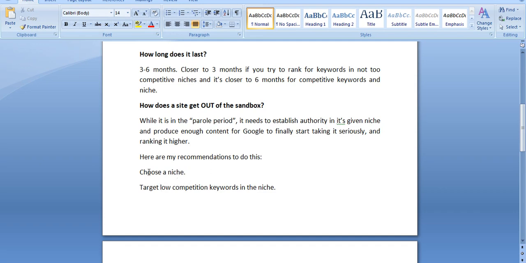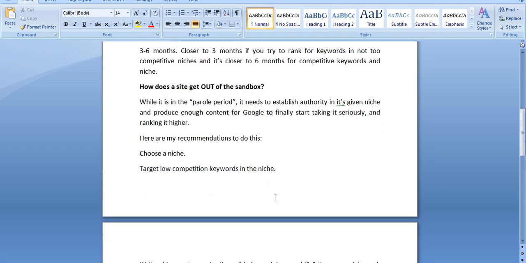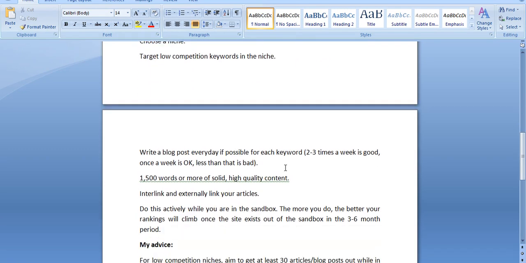Then what I would do after picking a niche is target low competition keywords in the niche. So I would, for example, review supplements for burning fat, or exercises for getting rid of love handles. There are many different variations of keywords that you can find. I would compile a whole list of those, okay? Once I've done that, I would write a blog post every day if possible for each keyword that I find. The more keywords I find, the more posts I can create.